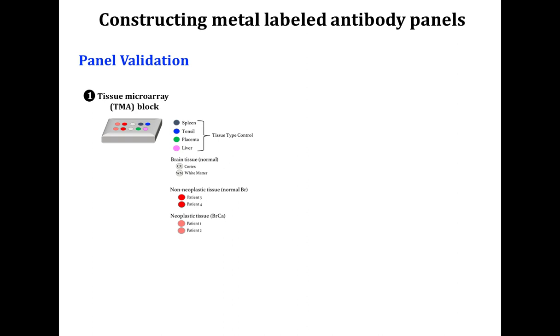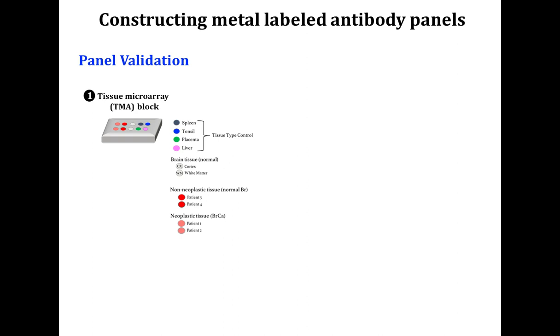Let's now provide an example. I plan to characterize, using a 40-marker panel, the immune infiltration of breast carcinoma tissue with a specific focus on the myeloid component such as dendritic cells and macrophages. For this purpose, I will design a TMA containing the following tissue types: tonsil, placenta, liver, and spleen in order to optimize and validate the desired MIBI panel.